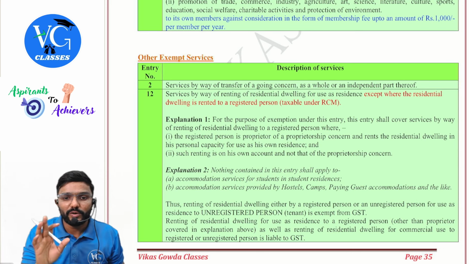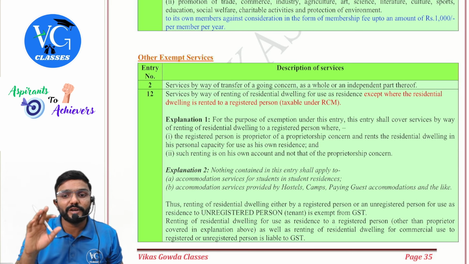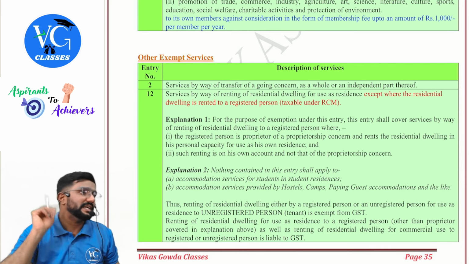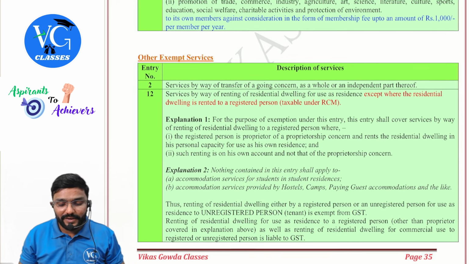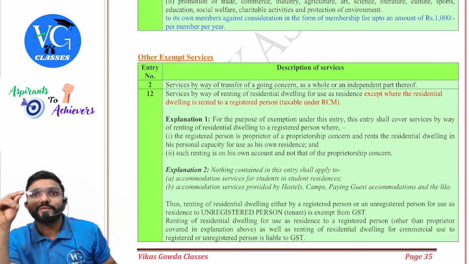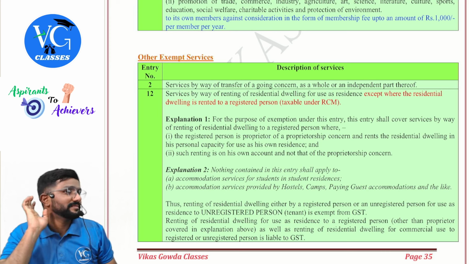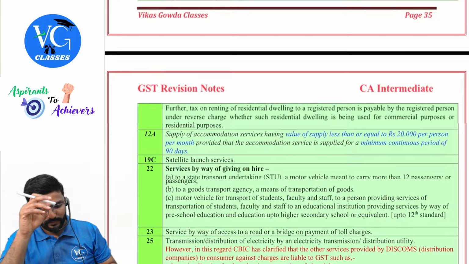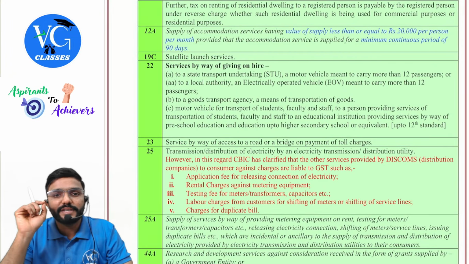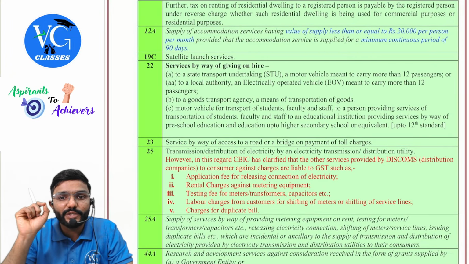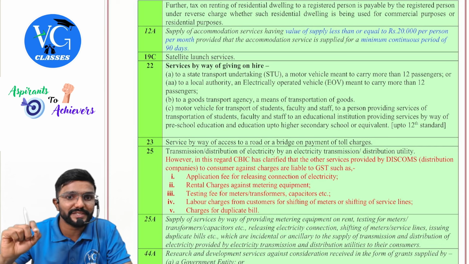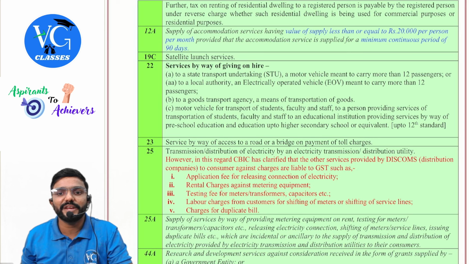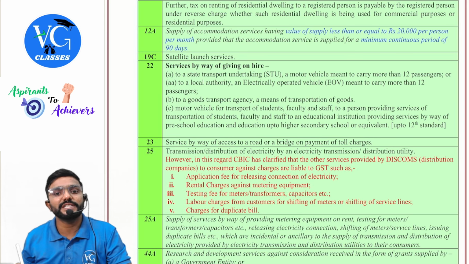Covered in explanation above, as well as renting of residential dwelling for commercial use to a registered or unregistered person is liable to GST. What they have covered here is only residential dwelling. Sir, what if it is a commercial space? Taxable. It is taxable. Just so. Further, tax on renting of residential dwelling to a registered person is payable by a registered person under reverse charge, whether such residential dwelling is being used for commercial or residential purpose.